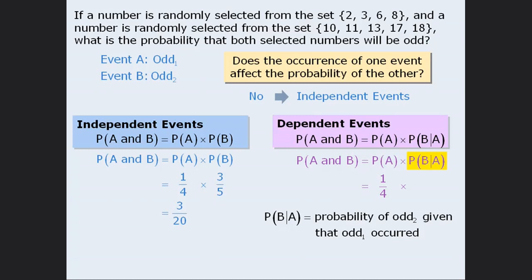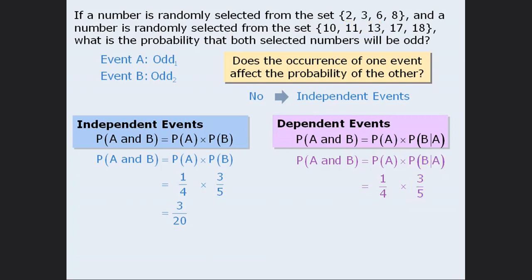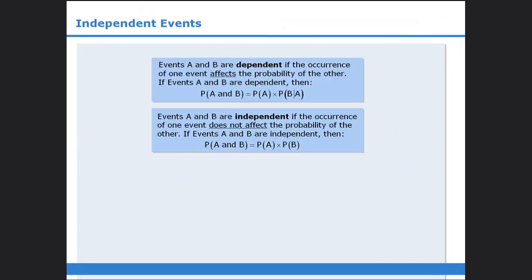Now we already saw that the outcome from selecting a number from the first set has no effect on selecting a number from the second set. Nevertheless, if we assume that the number selected from the first set is odd, we can see that the second set has 5 numbers and 3 of them are odd. So the probability of event B, given that event A has occurred, is equal to 3/5. At this point, we can multiply the two probabilities to get 3/20. So even though events A and B are independent, the formula for dependent events still works.